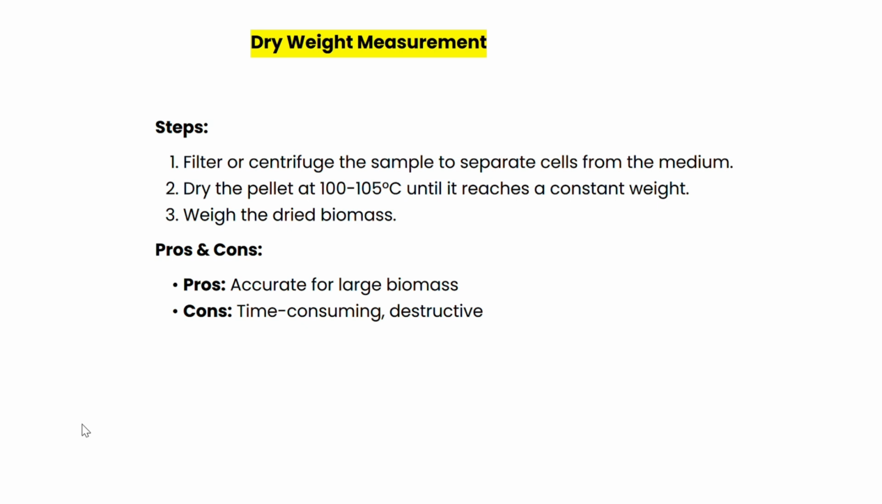The dry weight method is ideal for measuring large biomass, especially in fungi or filamentous bacteria. By drying the microbial pellet to remove water, we can accurately weigh the total cell mass. Although accurate, this method is time consuming and destroys the sample.